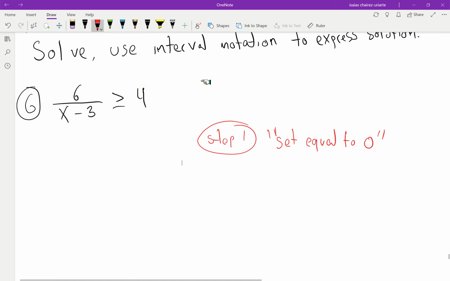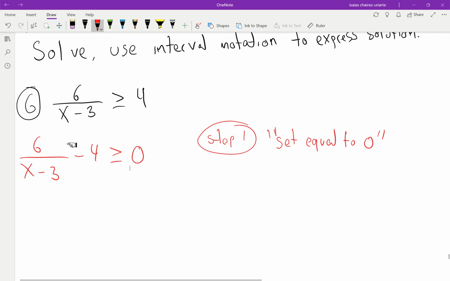So in order to do that, what I'm going to do is this. I'm going to say 6 over x minus 3 minus 4 bigger than or equal to 0. Remember that if you multiply or divide by a negative, the inequality sign changes. So keep that in mind. We haven't done that yet, but if in your case you happen to multiply or divide by a negative, remember that you have to change the inequality sign.